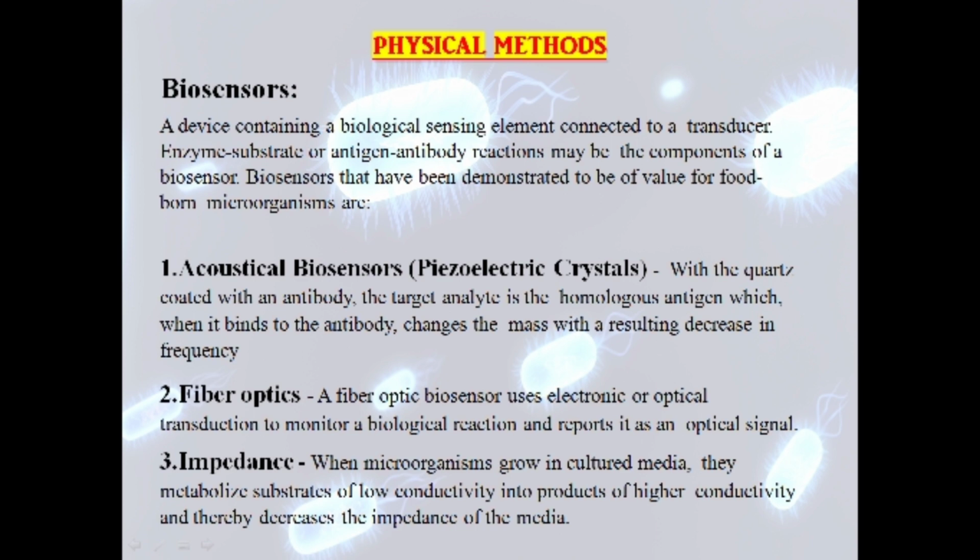Firstly, acoustical biosensors. With the quartz coated with the antibody, the targeted analyte is the homologous antigen which, when it binds to the antibody, changes the mass, resulting in a decrease in frequency. Secondly, fiber optics. A fiber optics biosensor uses electronic or optical transduction to monitor a biological reaction and reports it as an optical signal. Thirdly, impedance. When microorganisms grow in cultured media, they metabolize substrates of low conductivity into products of higher conductivity and therefore decrease the impedance of the media.